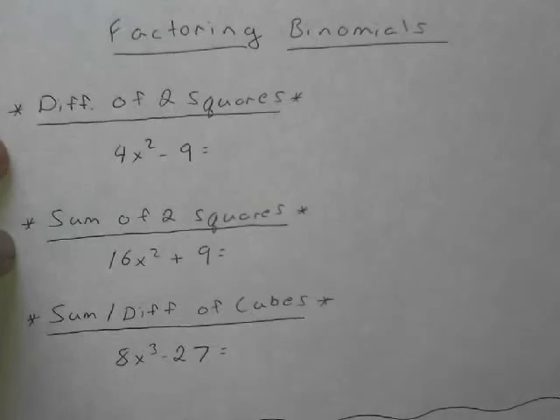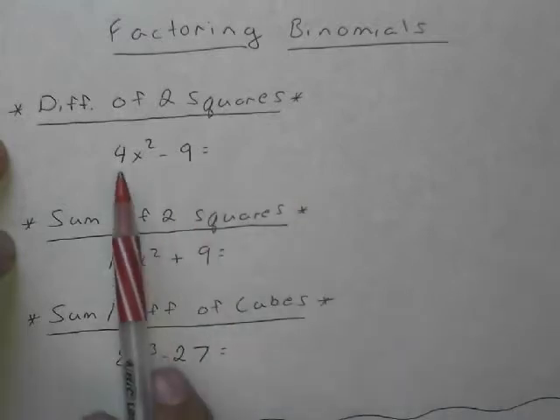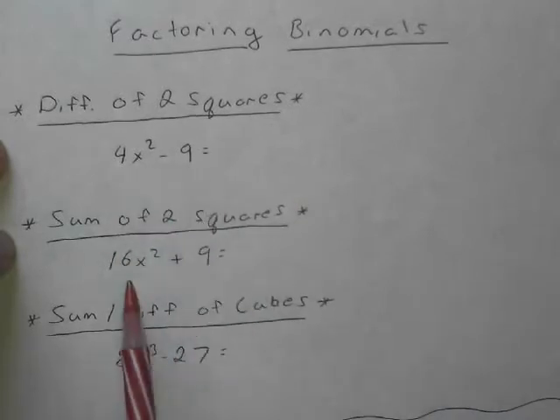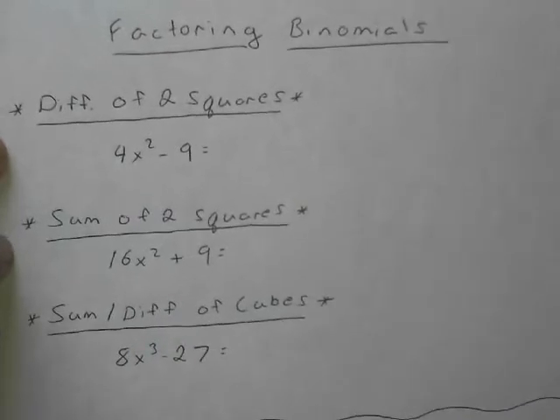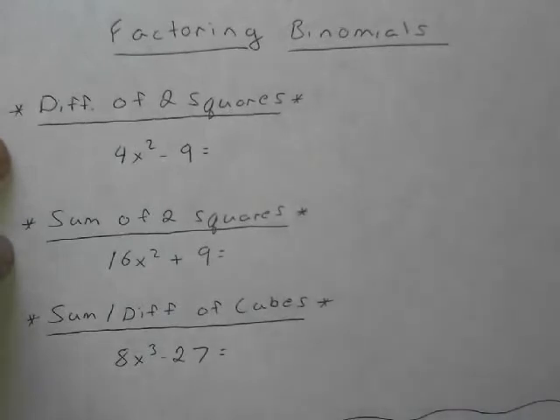Here we're going to be discussing factoring binomials. Binomial being two terms, seeing 4x squared negative 9, 16x squared and 9, and 8x cubed minus 27. All of these having two terms. Now there's three types of these that you could possibly see.